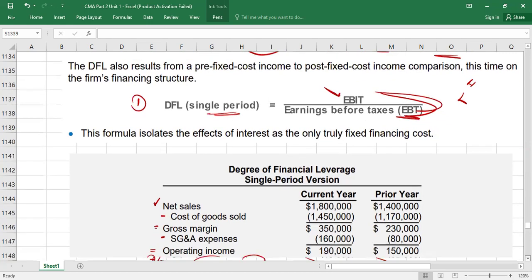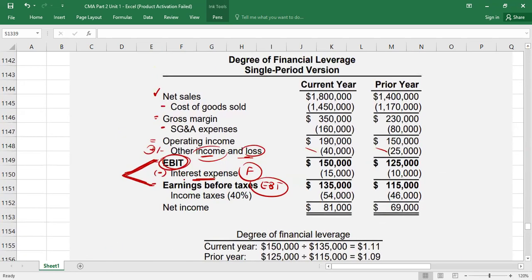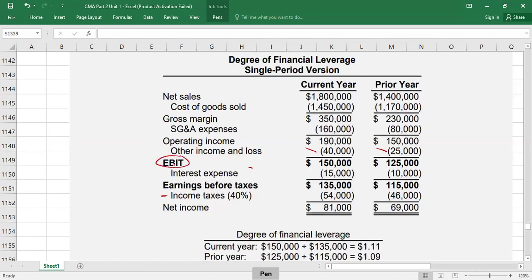So here we go. Let's see, we have this income statement, as I told you. We have earnings before tax here. From there we deduct tax expense, and we have net income. So in the single period model, we are going to use these two values: EBIT as the numerator and EBT as the denominator.